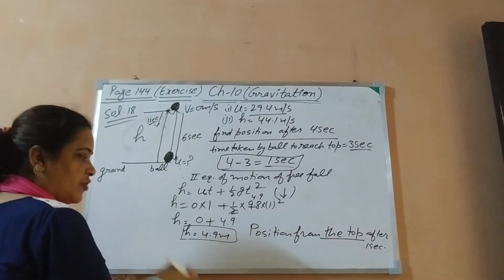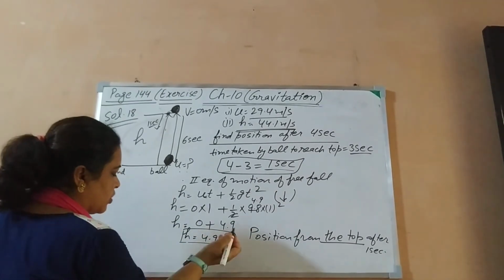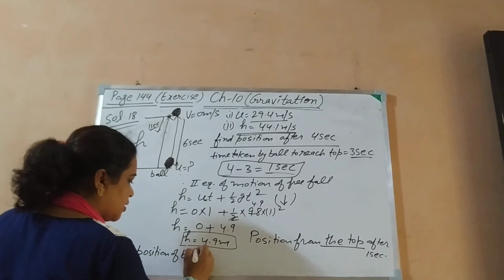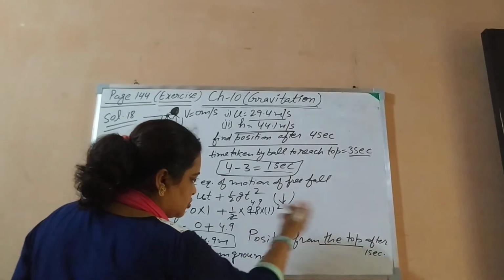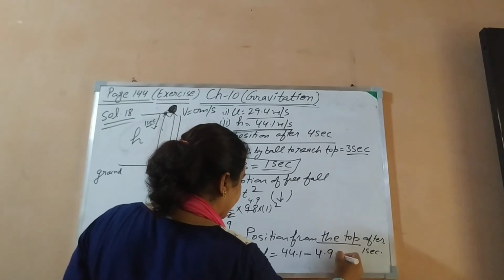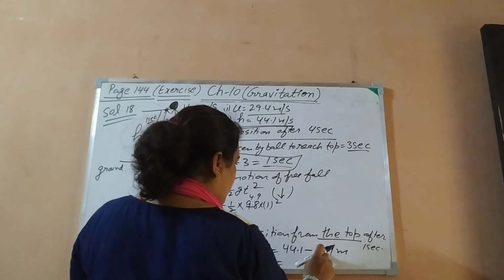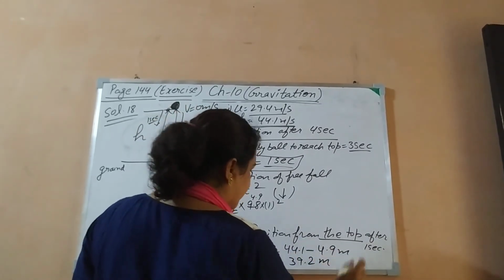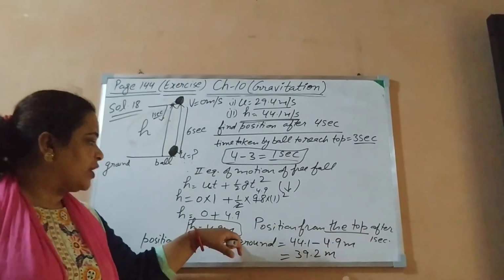Now what is the position from the ground? What is the total height we have calculated? 44.1 meter. So the position of the ball from the ground after 4 seconds will be 44.1 minus 4.9 meter. When you solve it, you will get approximately 39.2 meter. Means this is the height from the ground and 4.9 meter from the top.